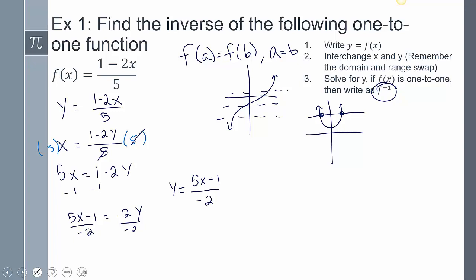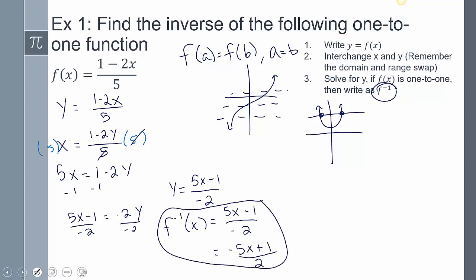Now this function, it was a one-to-one function because I stated that it was a one-to-one function. If your function is one-to-one, then we're allowed to use the inverse notation, so I can say f inverse of x equals 5x minus 1 over negative 2. Now, there's probably different ways that you can write it. You could put the negative on top. You could also say it's like negative 5x plus 1 over 2. Either works. Doesn't matter. That is going to be my inverse function.